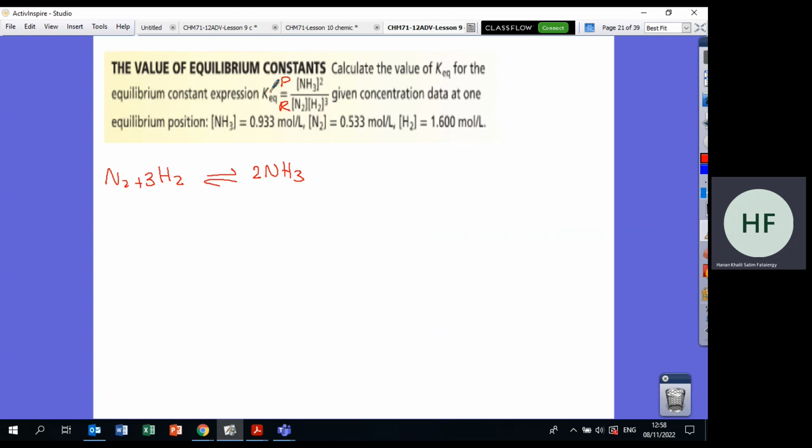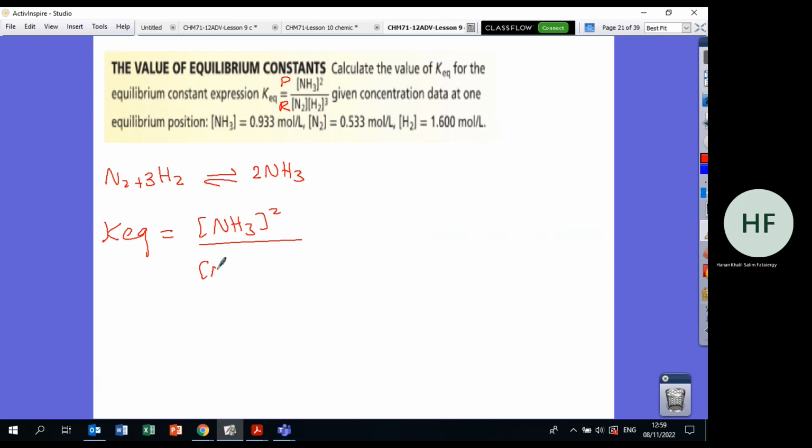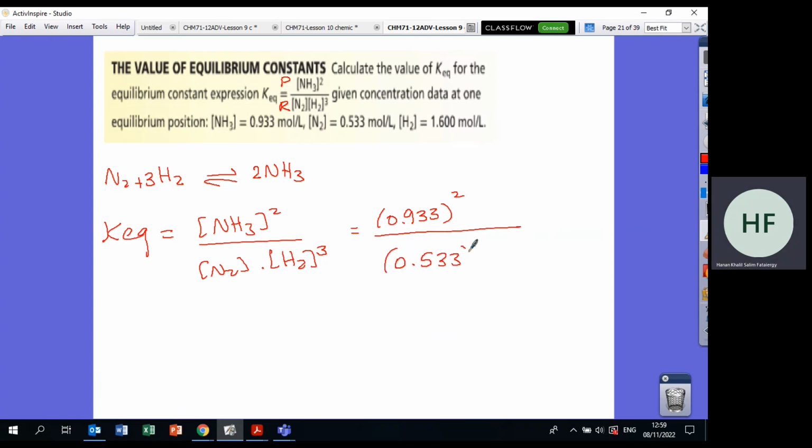Now what I want from you is to calculate KEQ. Now KEQ is equal to NH3 square over N2 times H2 power 3. Now you have to calculate the value of KEQ. Of course NH3 is 0.933 square over 0.533 times 1.6 power 3. Okay, and then you calculate the value of KEQ.